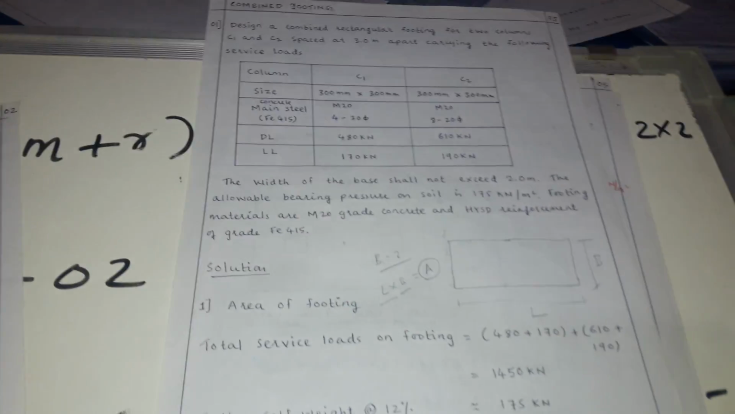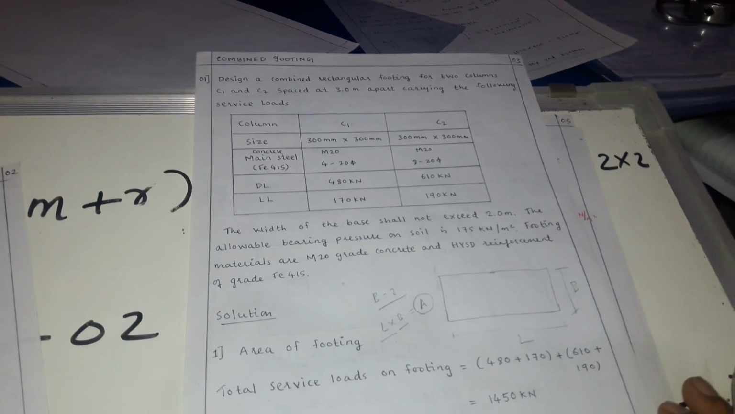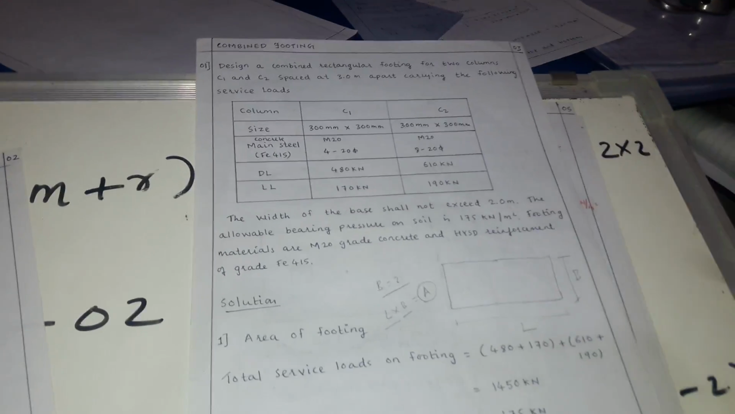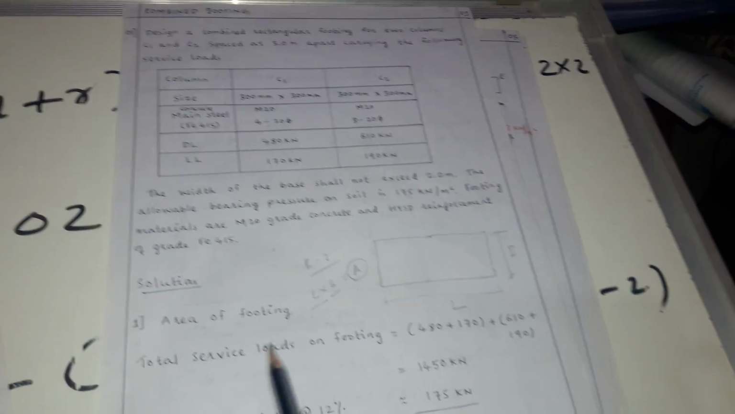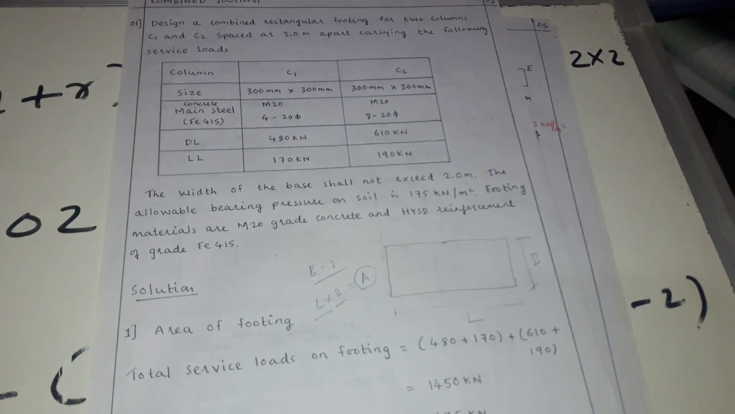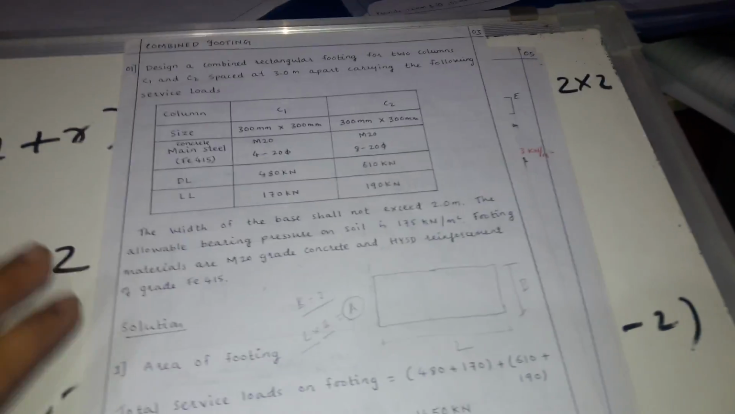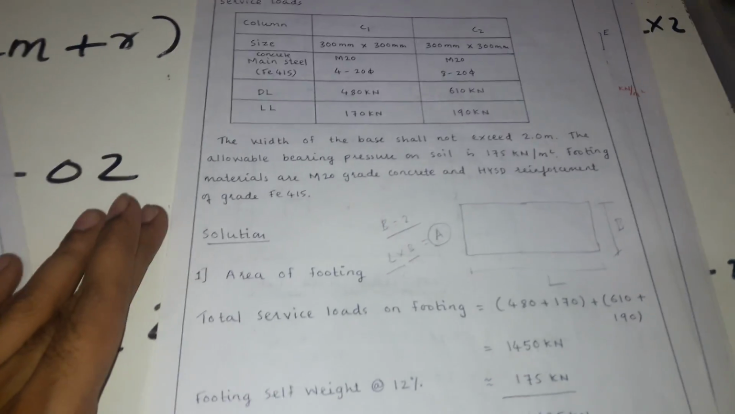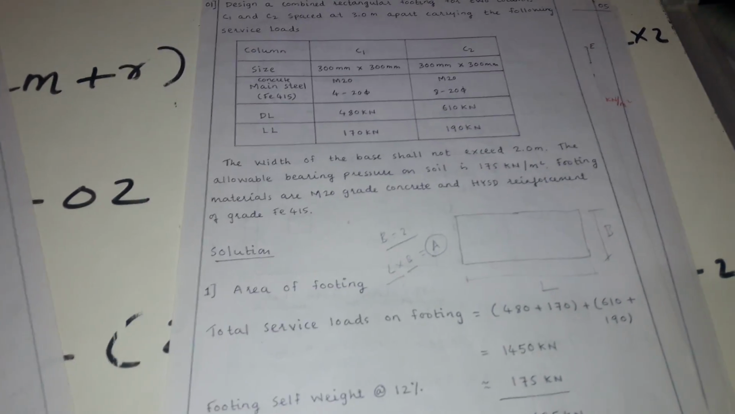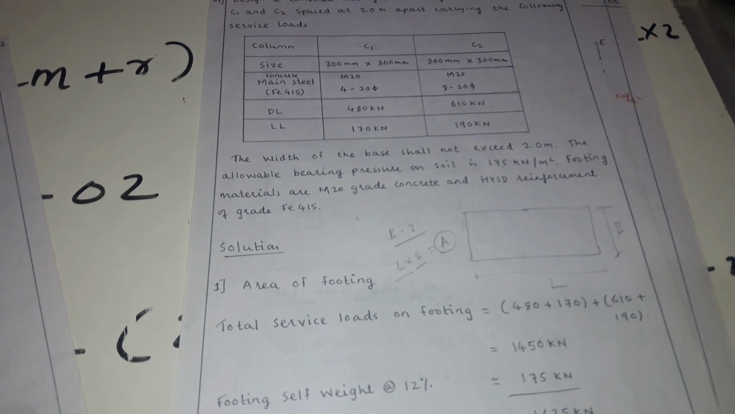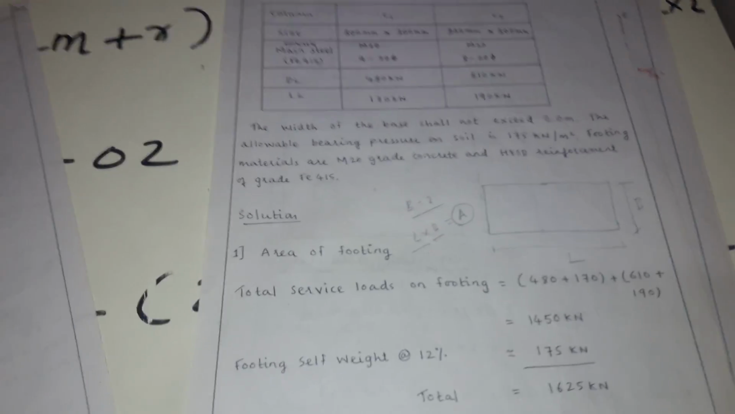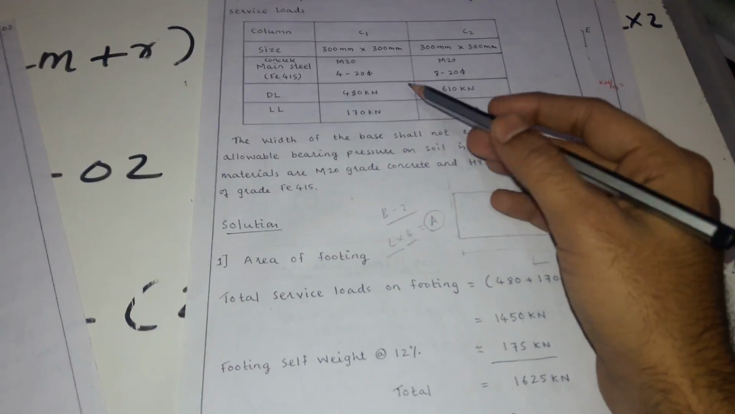So the question is over. Now we have to switch over to the design. The very first step in this is the area of the footing. Now see, whenever you calculate the area of the footing, as I told you when I explained the pad footing, you have to take the service load. So whatever load they have given, it is service load.